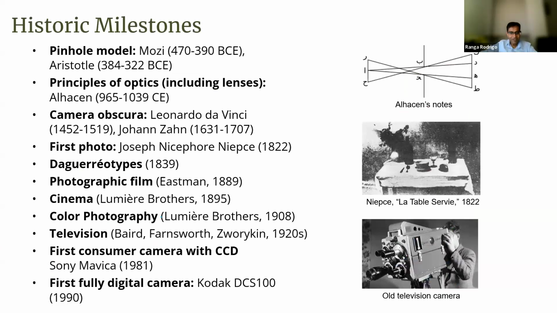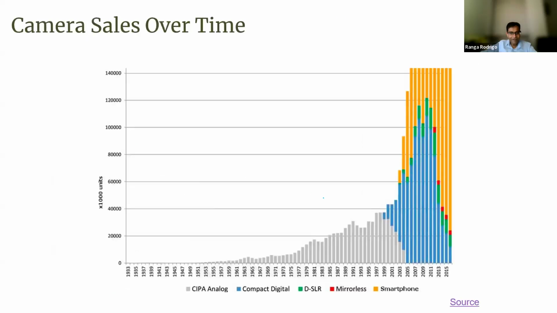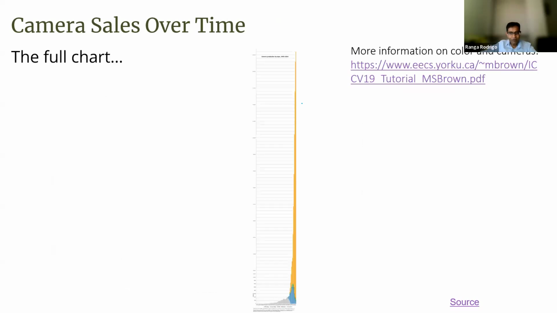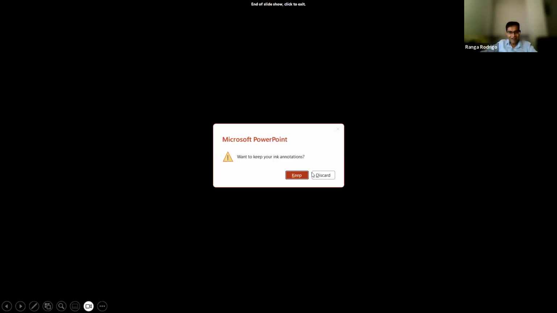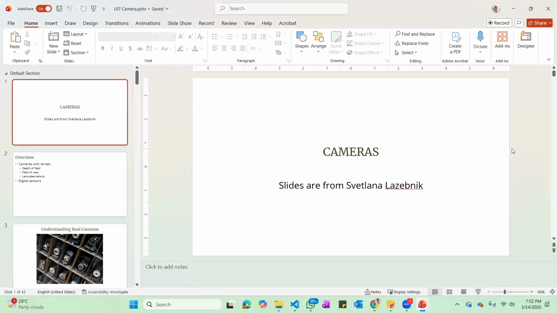So, some history about these cameras also. Kodak produced the first digital camera, but that company went into extinction. First digital scan photograph. So this is how cameras have risen until 2015. Now billions of cameras are there because of mobile phones. Yeah, that's the camera lesson. I hope that the problem is clear now. Thank you, sir.